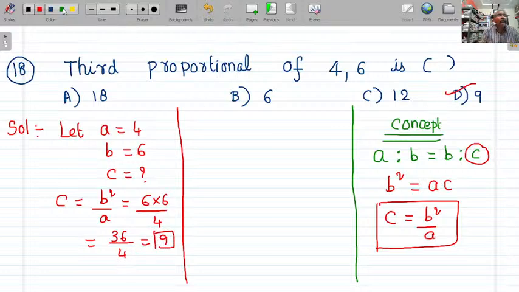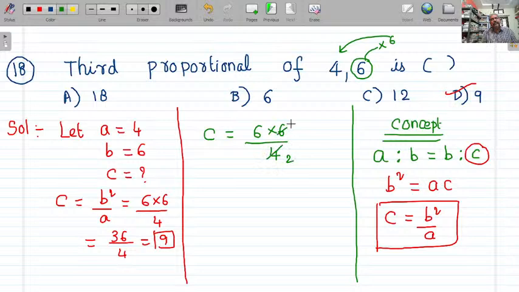So now how to proceed? Third proportional means take 6, multiply with again 6 and divide by this 4. So C is equal to 6 into 6 upon 4. So 2 2s are 4, 2 3s are 6, 2 1s are 2, 2 3s are 6. So this will be 9. So our answer is 9.